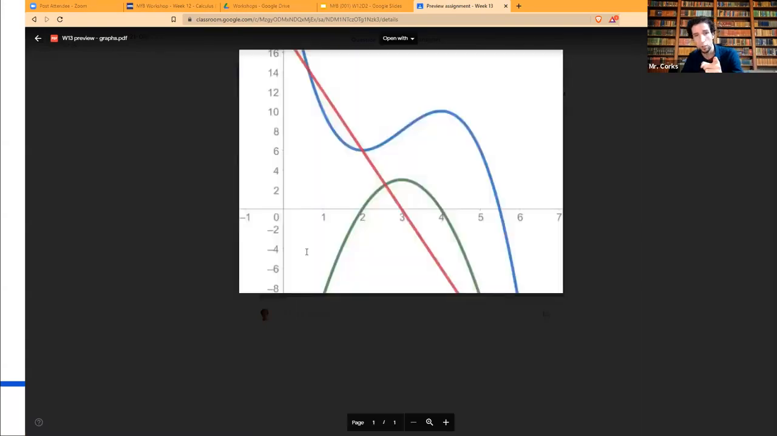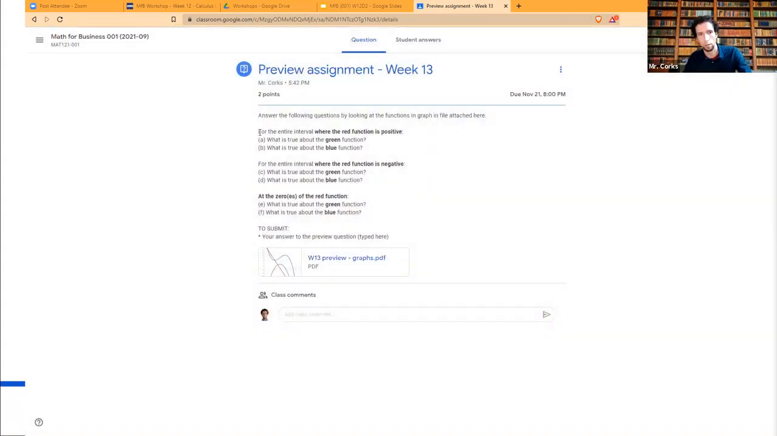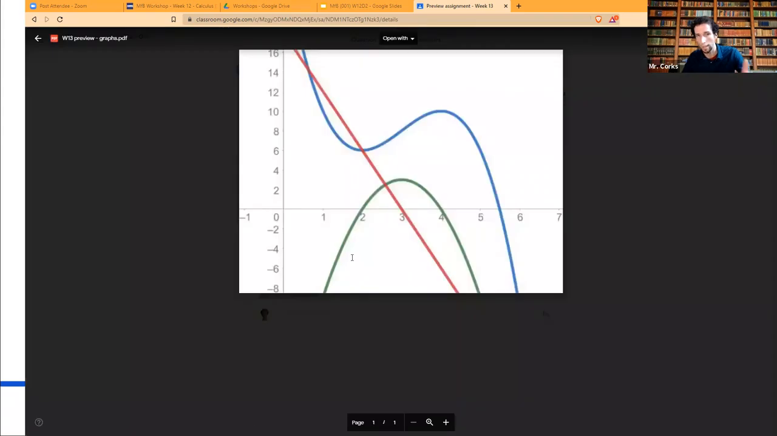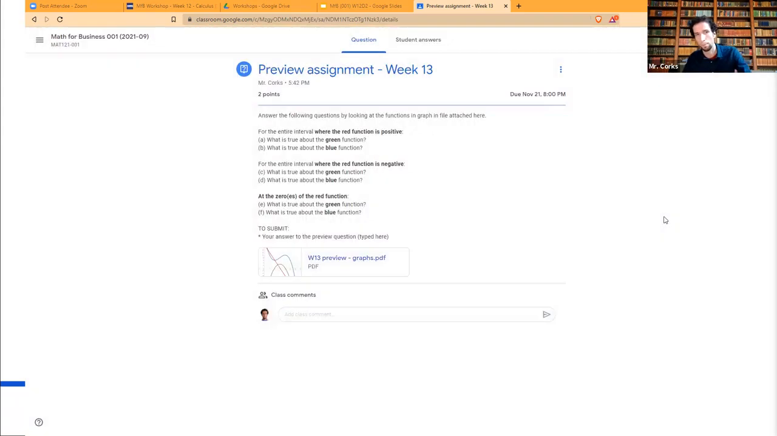For this image, we have 3 different graphs, blue, green, and red. So when the red function is doing certain things, tell me what is true about the green one and the blue one. So where the red's positive, where the red's negative, and where the red is 0. So that's exactly what the whole second derivative thing is about.